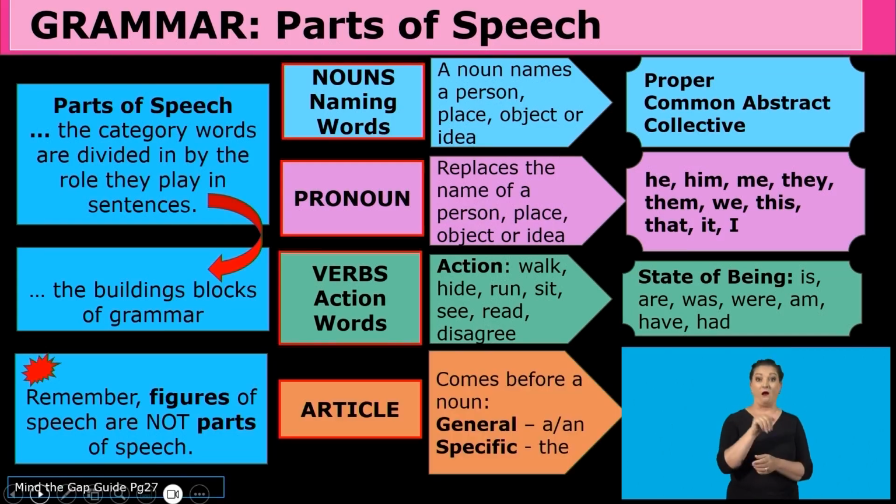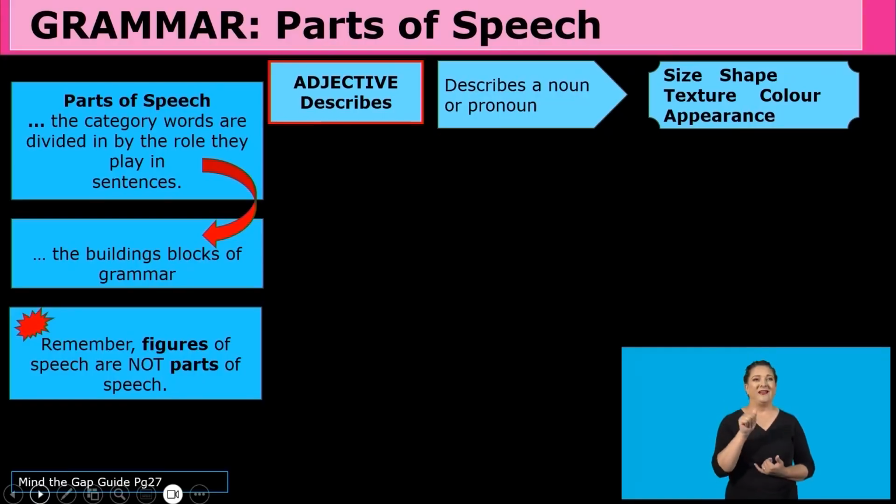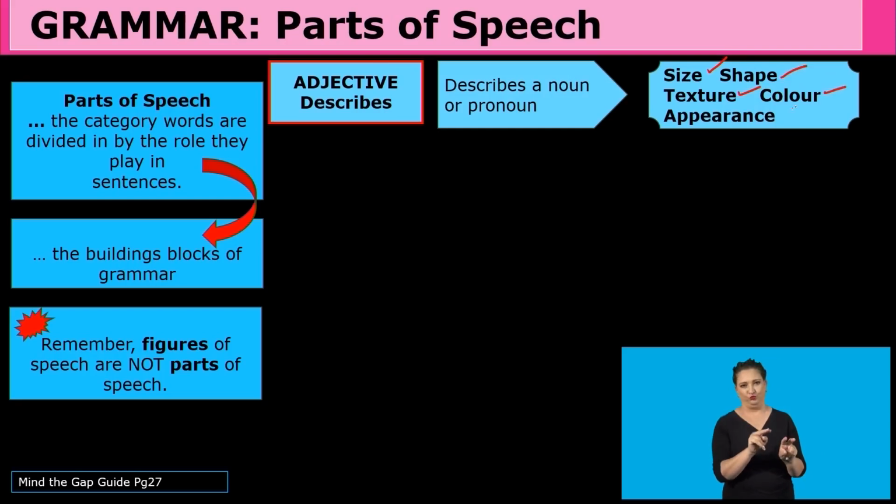Your articles normally come before a noun. When it's general, we use a and an. And when it's specific, we use the. And remember, an is for your words that start with vowel sounds, a, e, i, o, u. Then you use an before those nouns. Then, remember, adjectives are describing words. Now, many times learners are confused by what can be described. So it does describe size, shape, texture, color, appearance. Not only color or appearance, texture and shape and size as well. Remember those.